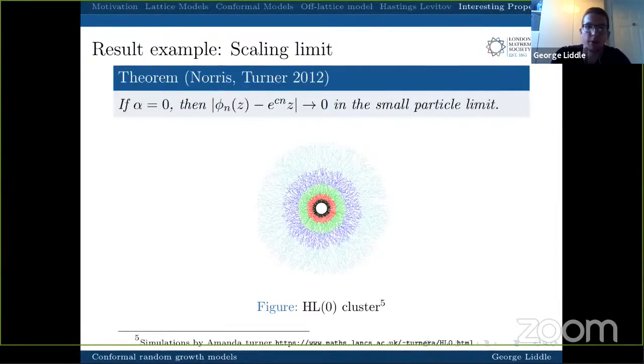So in terms of results on these two limits, in the case of alpha equals 0 in the small particle limit, it's been shown that we get convergence to a disk. That might be what you expect in this case. We're attaching particles of the same size, we're sending those to 0, and we're attaching uniformly. You might expect to get this growth to a disk, and you can see from this simulation by Amanda that it's very clear that we get a disk in this case.